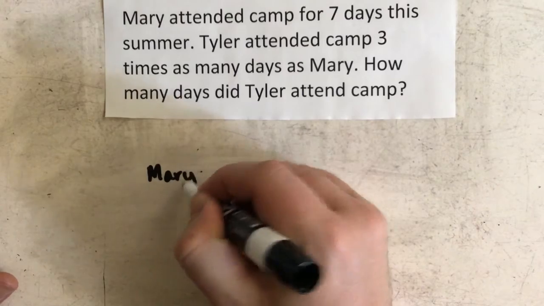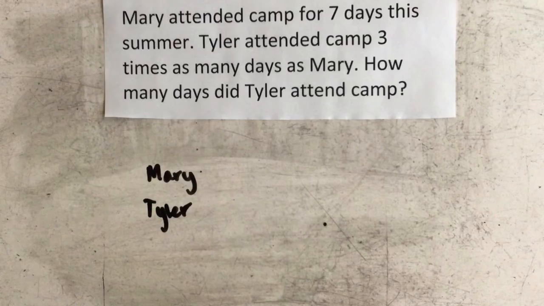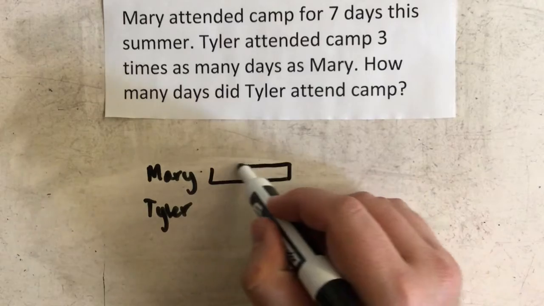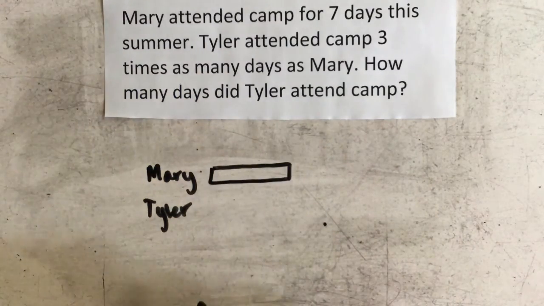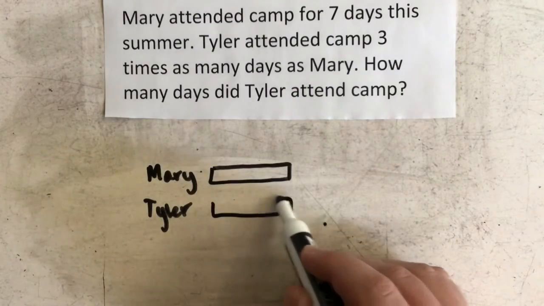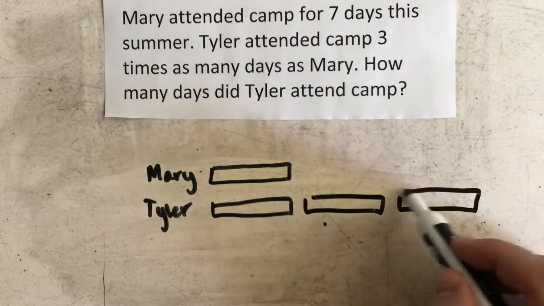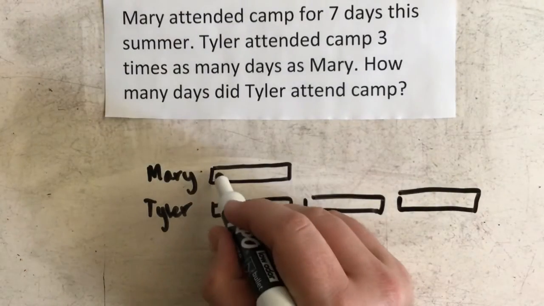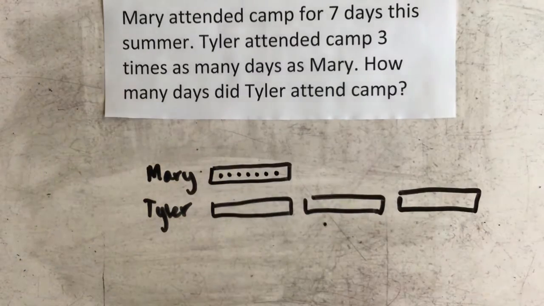So I could model the amount of days that Mary went to camp, and I could use that model then to see how many days that Tyler went to camp. So for Mary, I know that she attended this amount of days, and we know that Tyler attended 3 times as many days as Mary, so his model would be 3 times as large as Mary's. We know that Mary attended camp for 7 days, so I'm going to put 7 dots inside of my model. That represents the amount of days that Mary went.